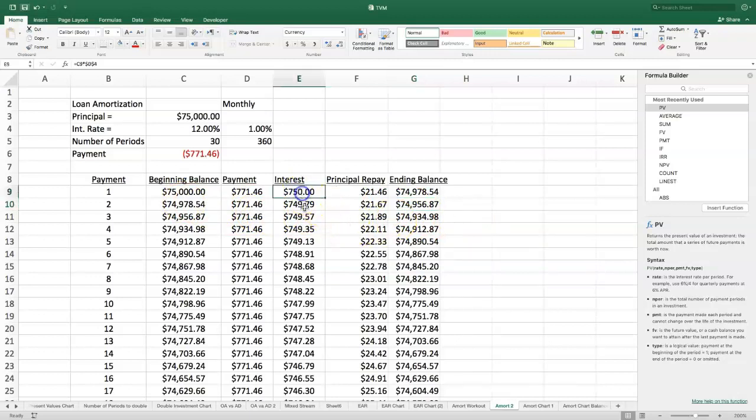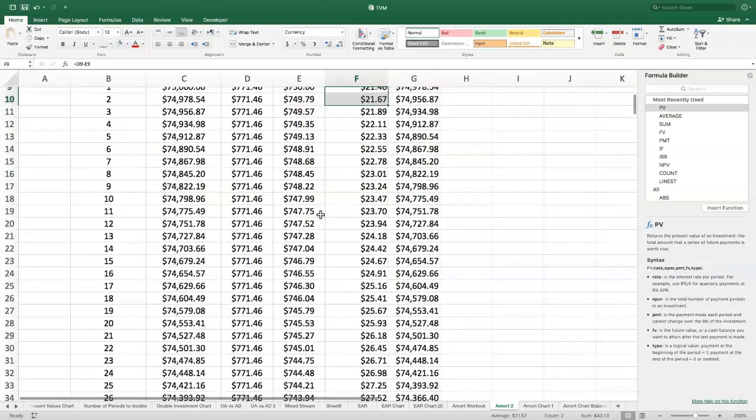Now notice what happens to the amount of the loan payment that goes towards interest. It began with the first payment at $750. By the second payment, it went down a little bit, $749.79, so it decreased by 21 cents, and the amount of principal repayment increased from $21.46 to $21.67. It increased by 21 cents. So from payment 1 to payment 2, the amount of interest decreased by 21 cents, and the amount of principal repayment increased by 21 cents.